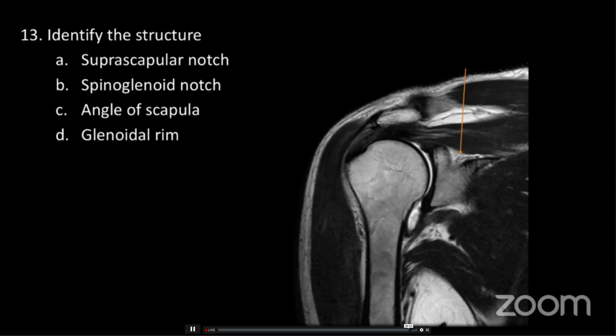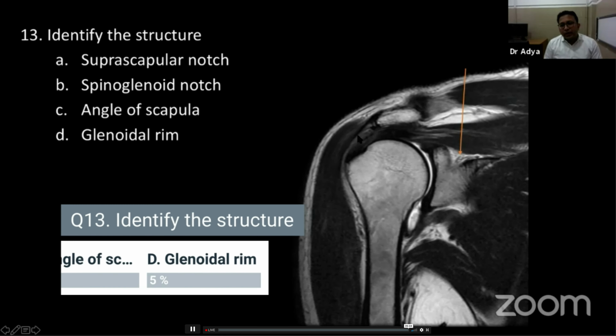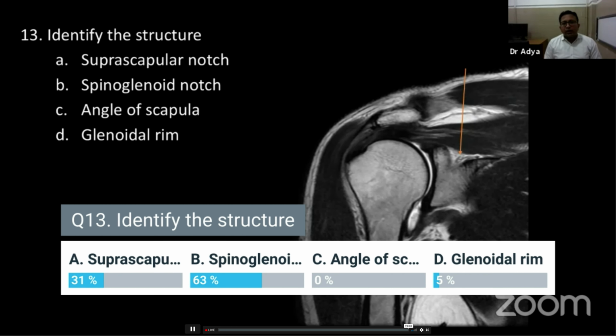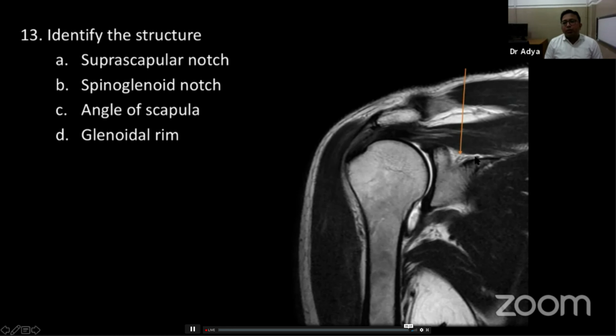63% of the attendees have answered B, sir, and 31% answered A. Okay, so that's good. B is the correct answer. This is the spinoglenoid notch, and it is very normal to get confused with the suprascapular notch. So I'd be discussing a little bit about it. The clue to identify the spinoglenoid notch is to look at this glenoid face. This is the glenoid face, this is the glenoid.